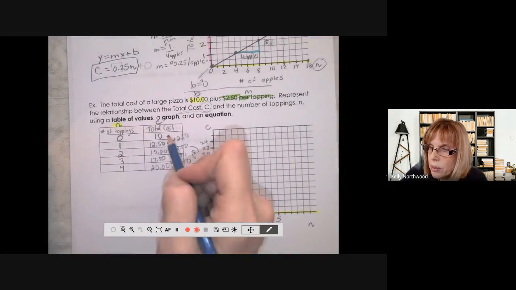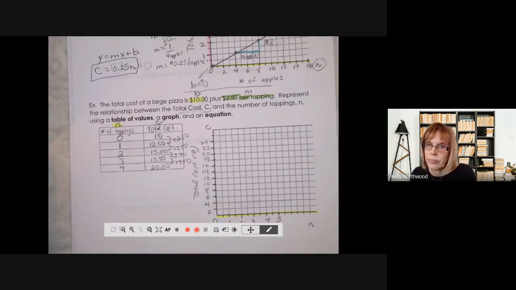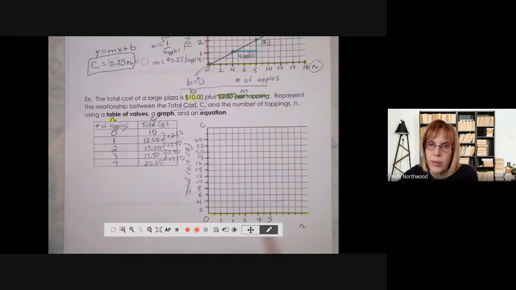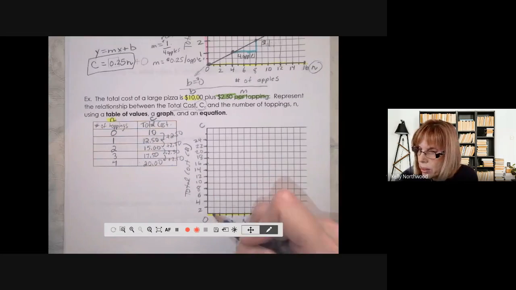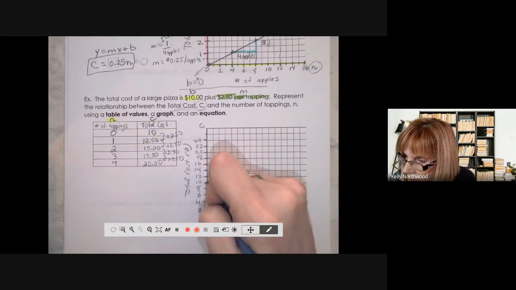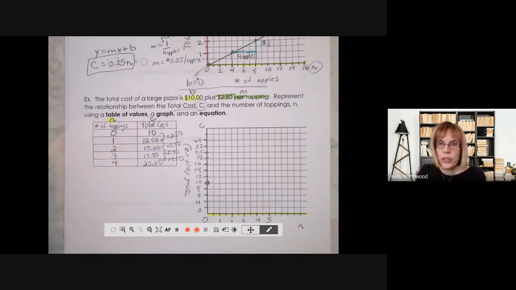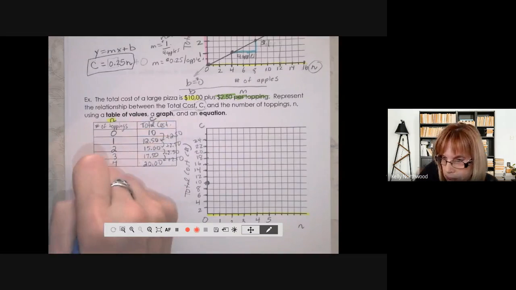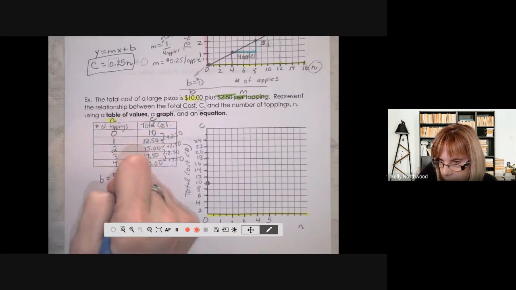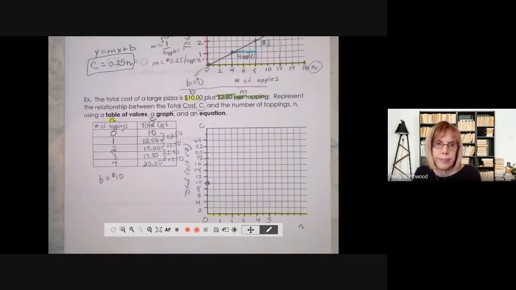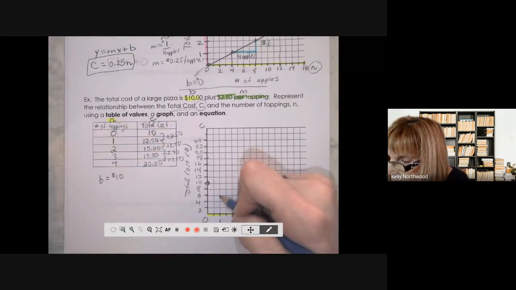So our first row represents 0 toppings and $10. So there's our initial value. So that's good to know. Let's notice that. There's our initial value. For one topping, it's $12.50.